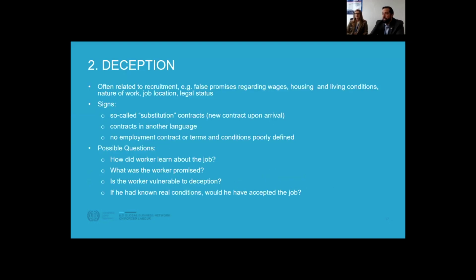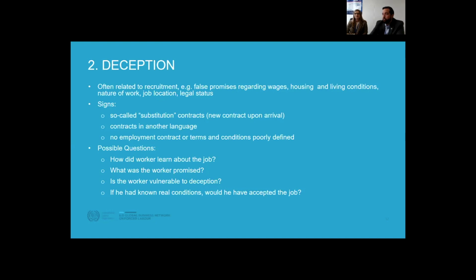So the second one would be deception. It's often related to recruitment, in the recruitment phase. For example, false promises regarding the wages, the housing and living conditions, the nature of the job, the location, the legal status. It's very common that workers are promised one thing, and then when they get to the workplace, it's a totally different reality.